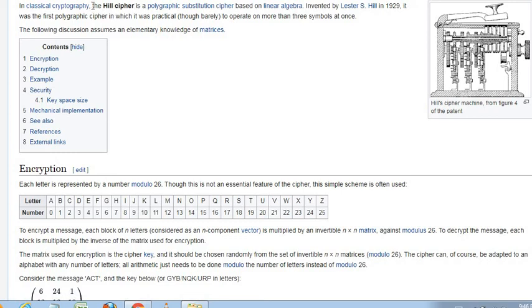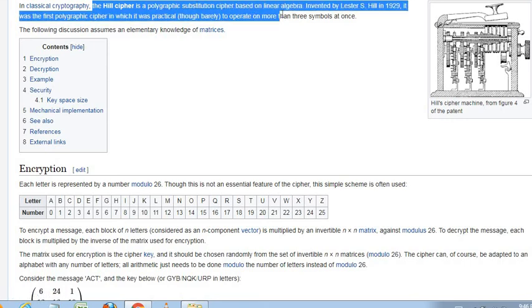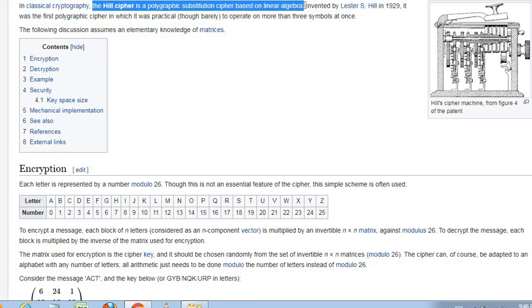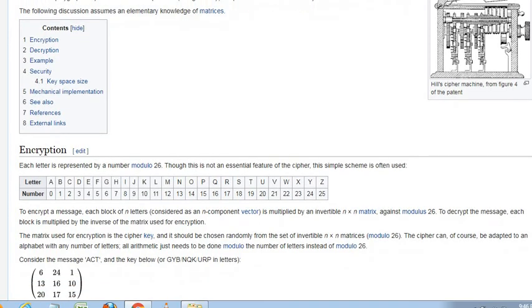Before that, generally the Hill cipher is a polygraphic substitution cipher. It uses linear algebra to encrypt, and it is a substitution algorithm method. Previously I explained the Vigenere cipher and the Caesar cipher. Likewise, it also works, but it works purely on matrices.